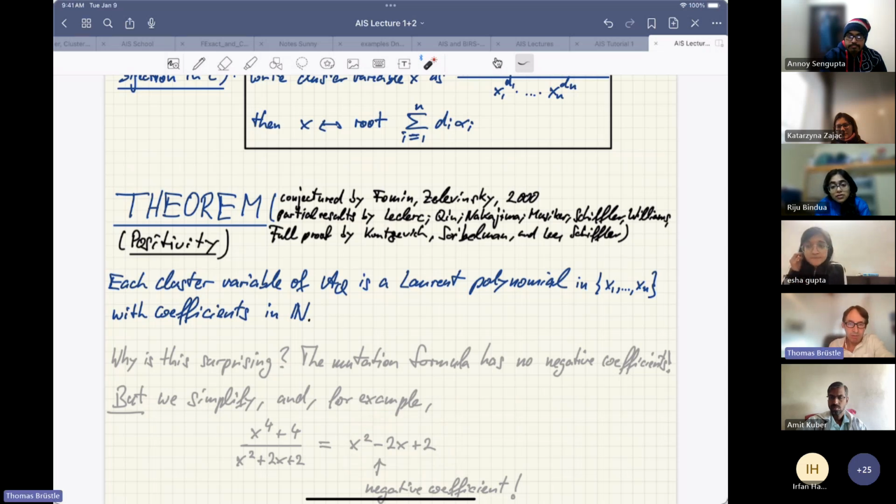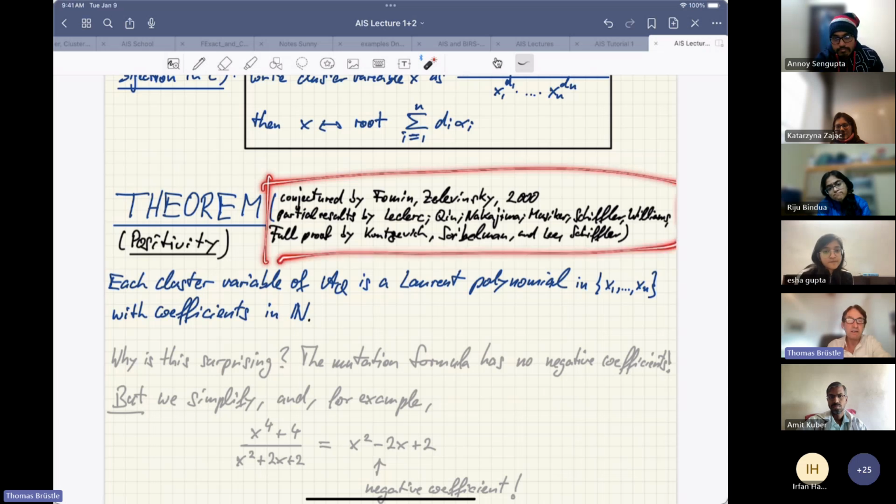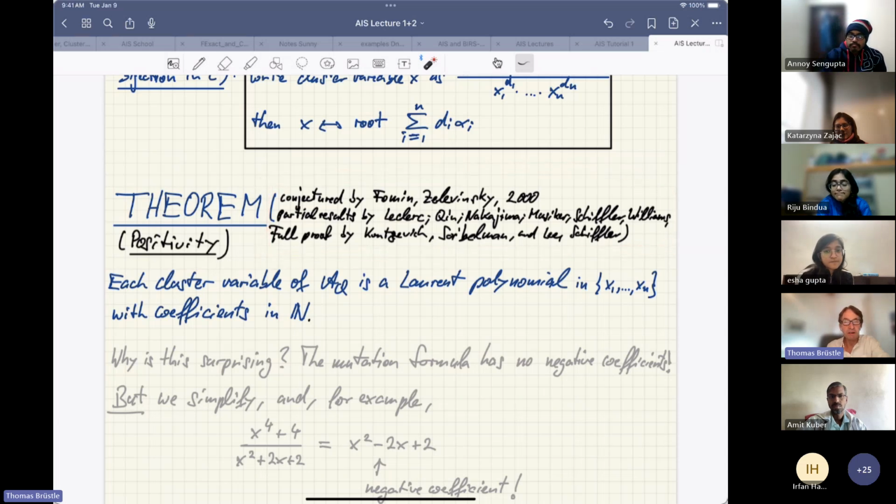You see my point? So that result is in fact a complicated result, and it took really 15 years to prove it in full generality by many people. So this positivity is an important result, and in proving the positivity result, people started... I come back to the question in the chat.